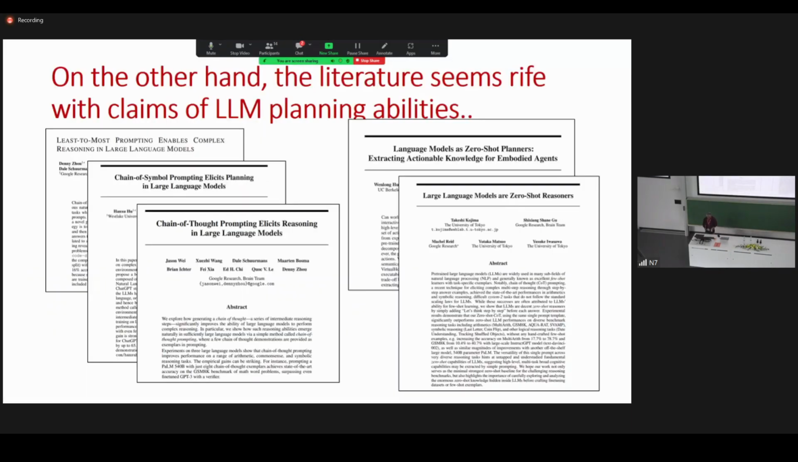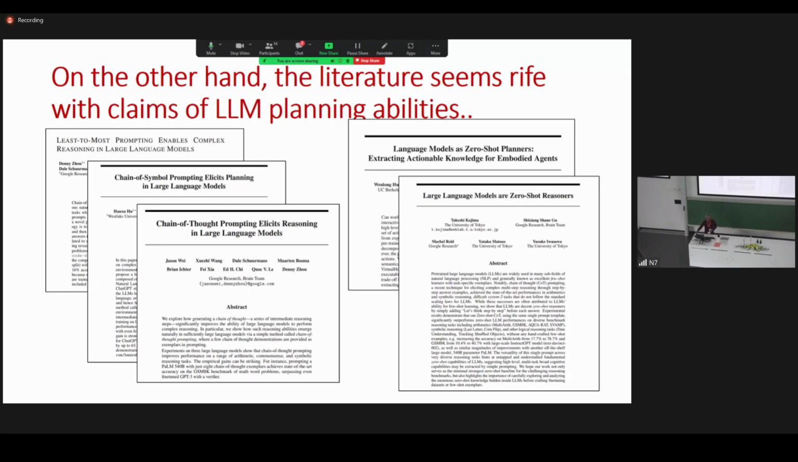Fine. Did that stop anybody? No. In fact, here are all the papers that are still written and well cited. Some of them are best paper awards, and there's nothing wrong with them in the sense that it's not that I don't like them or anything. These are some of the well cited papers, so I can talk about them. Okay. So there are papers on least to most prompting enables complex reasoning in large language models. Chain of symbol prompting elicits planning in large language models. Chain of thought prompting elicits reasoning. Okay, that's the same thing.